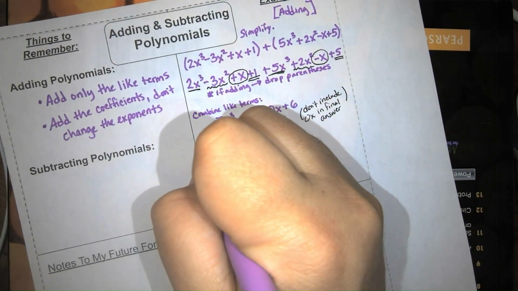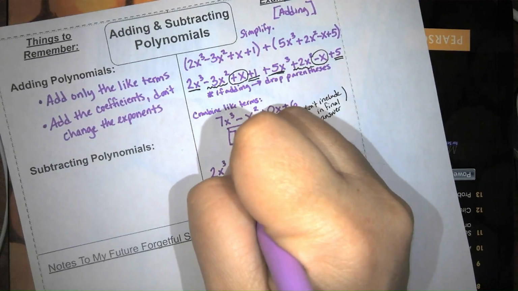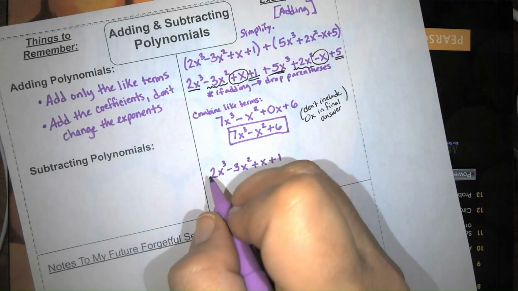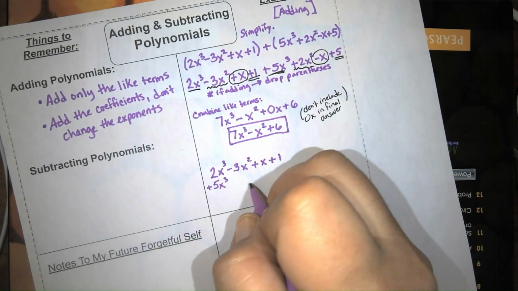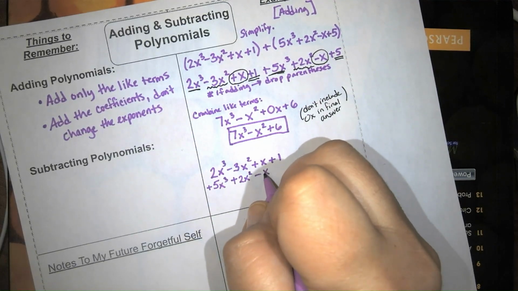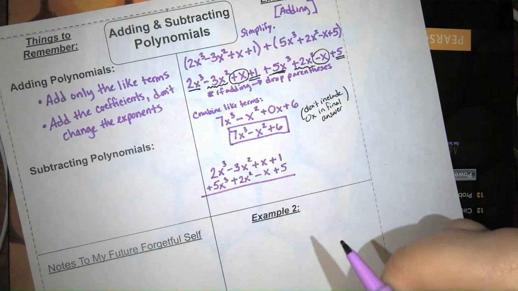We would say 2x to the third power minus 3x to the second power plus x plus 1. And then underneath it, I would line up the like terms. Plus 5x to the third power plus 2x to the second power minus x plus 5. And then I would do it like just a big addition problem, like we've been practicing.